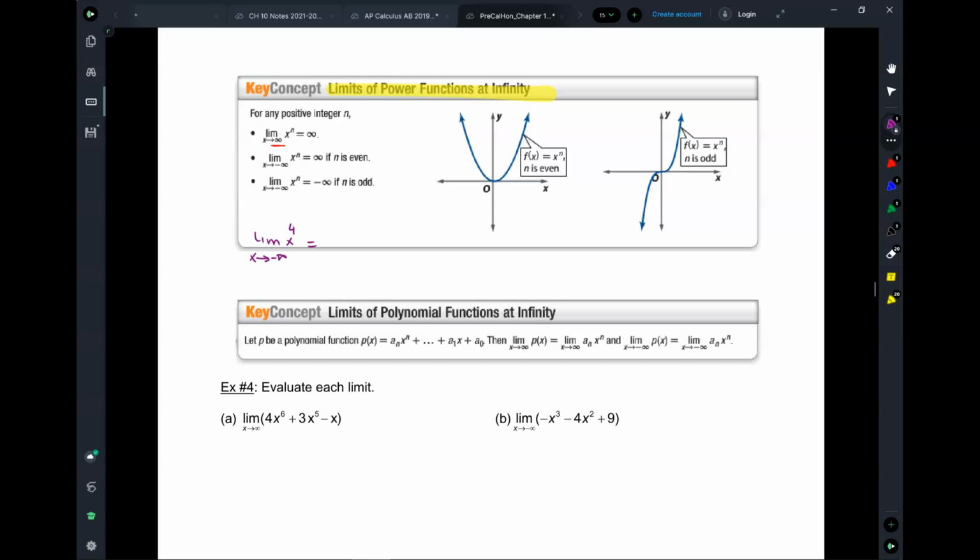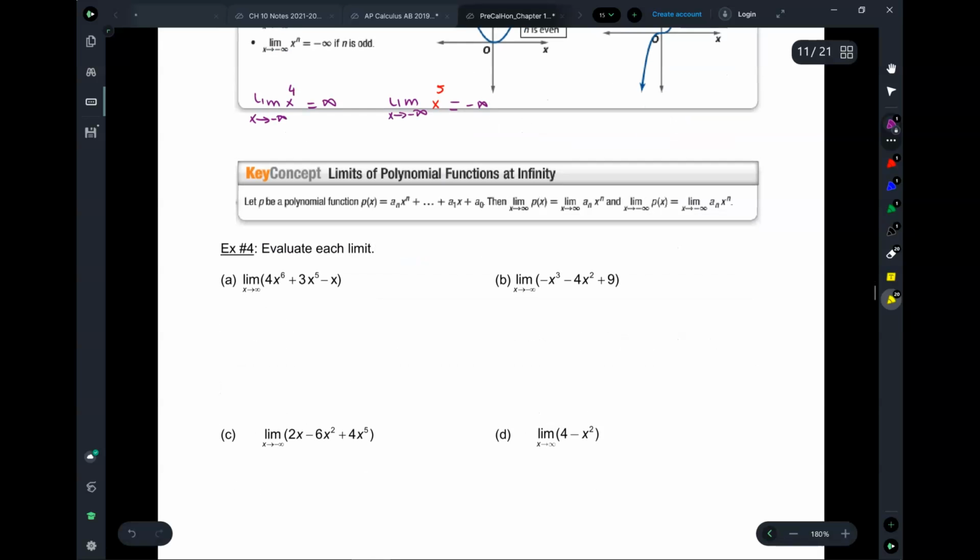For example, if you have the limit of x to the 4 as x approaches negative infinity, if x is infinitely large, let's say x is -1,000,000, to the power of 4, that's positive infinity. But suppose you have the limit as x approaches negative infinity of x to the 5. Now suppose you have -1,000,000 to the power of 5, that's negative infinity. Is this making sense?